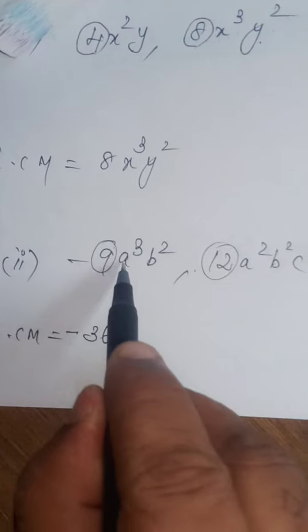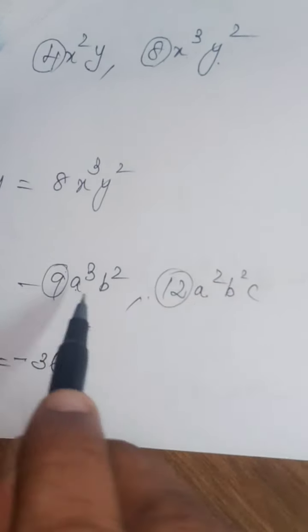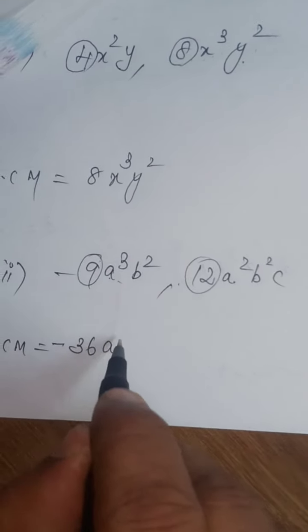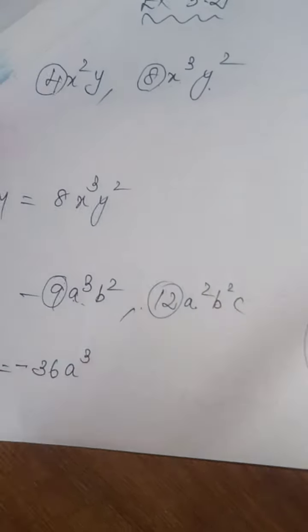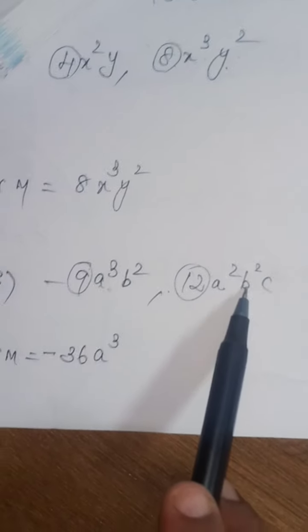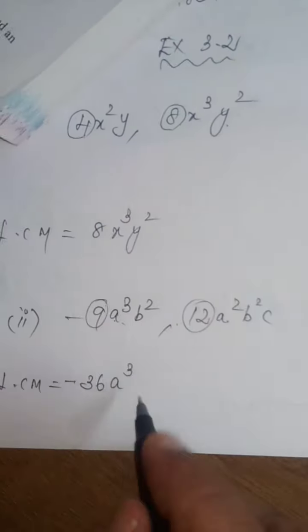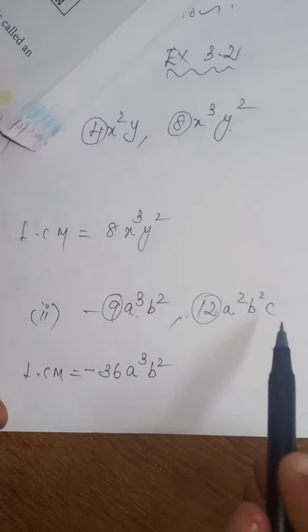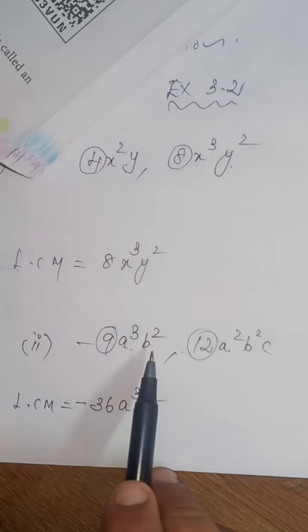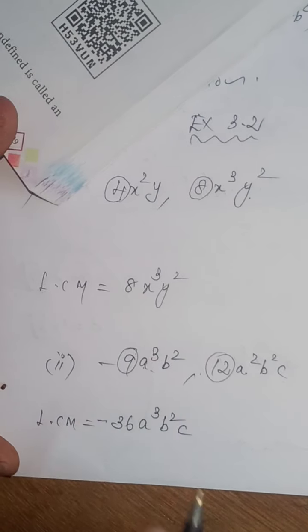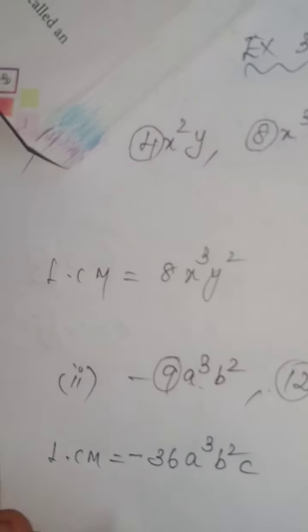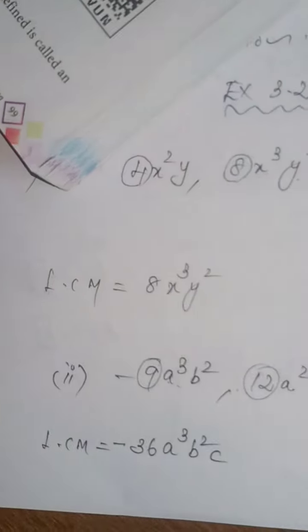Next, a cube, a square. Which one is greater? A cube. Then b squared, b squared, so common only. So write b squared. Here c, even though there is no c at all, that should be included. That is the answer, LCM. So minus 36 a cube b squared c. Now third subdivision.